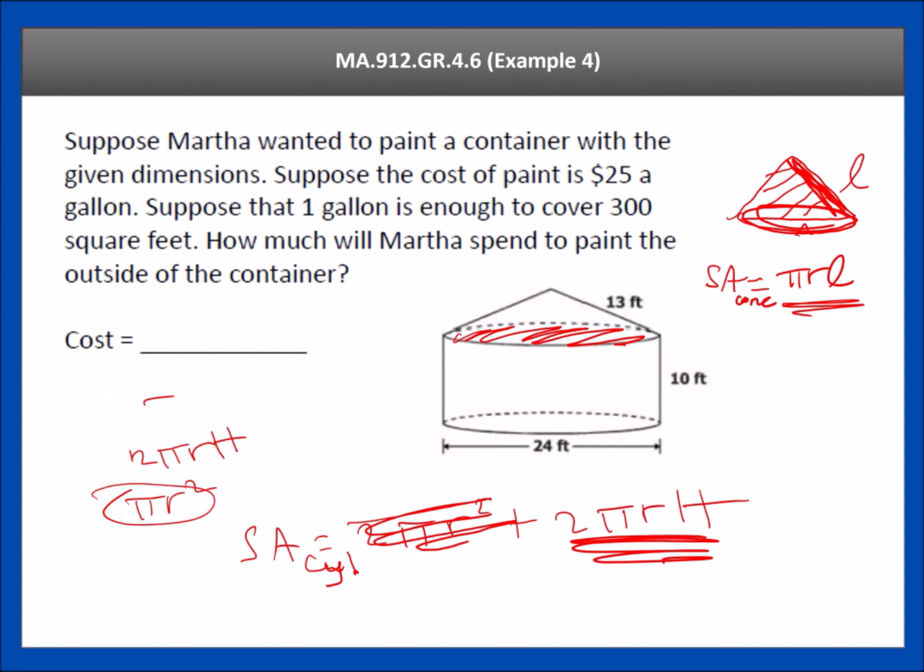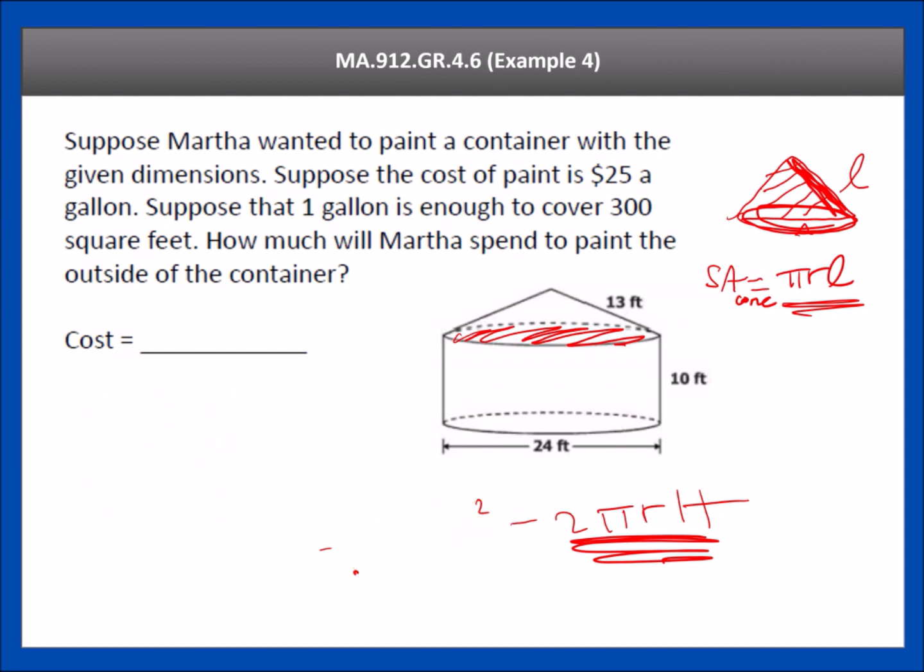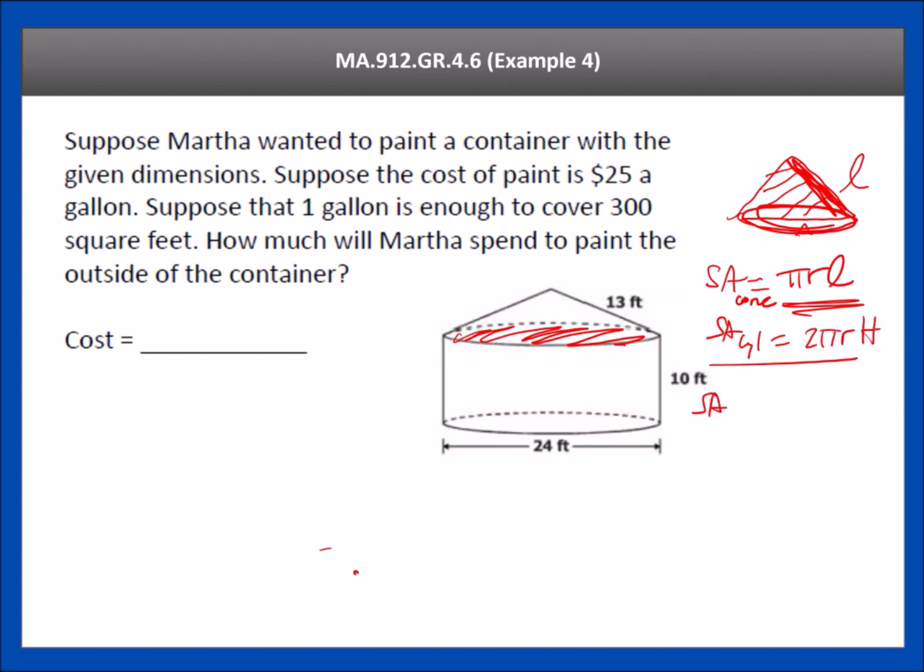In other words, the total surface area in that case is going to be 2 pi r h plus pi r L. All right, so we're just going to combine them, essentially. So let's do the surface area of the cone.